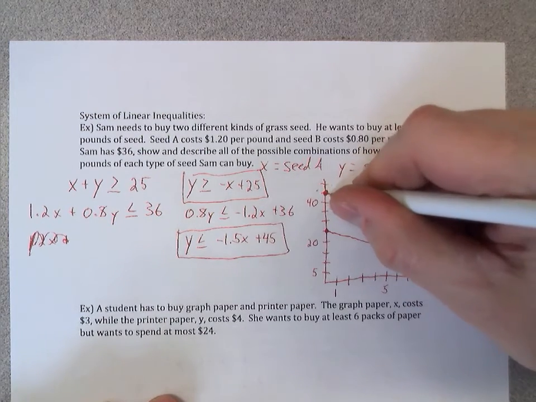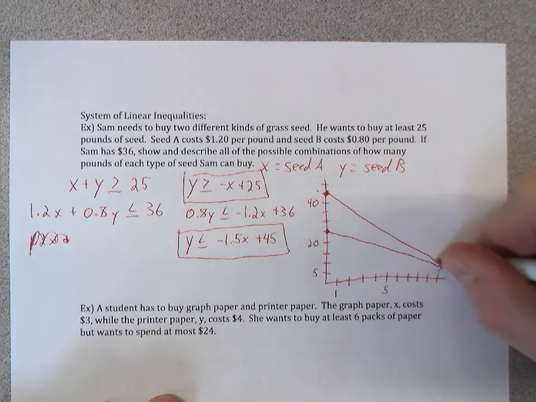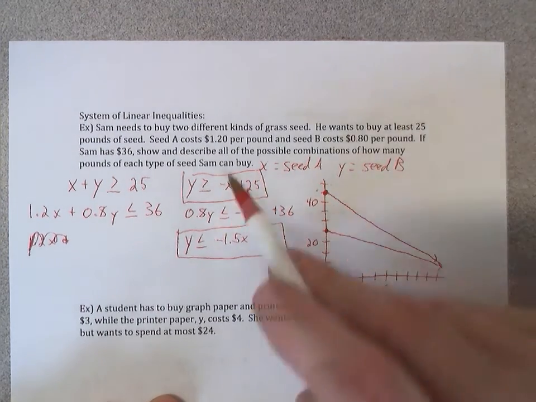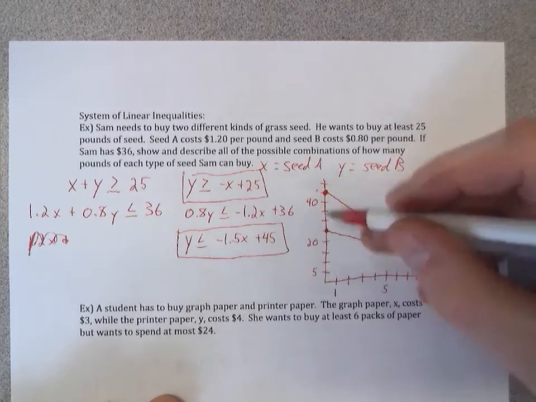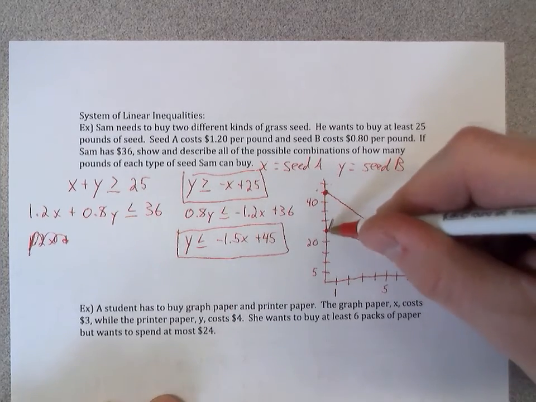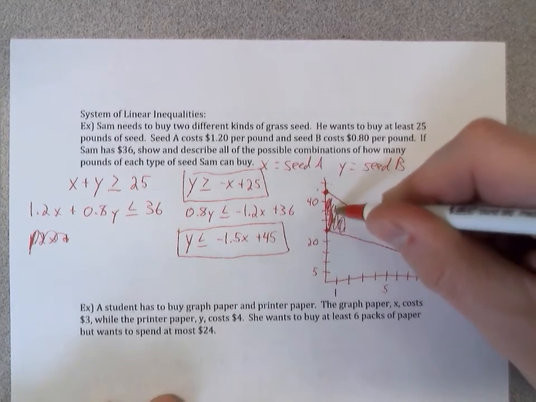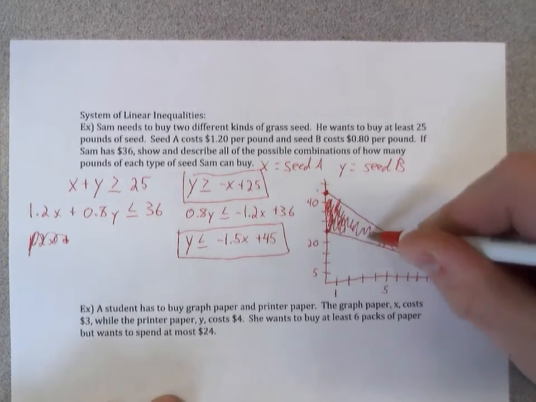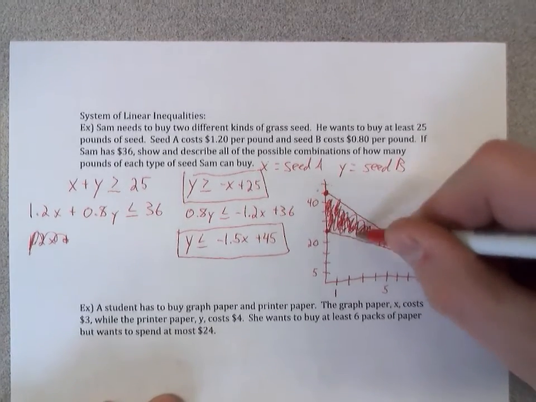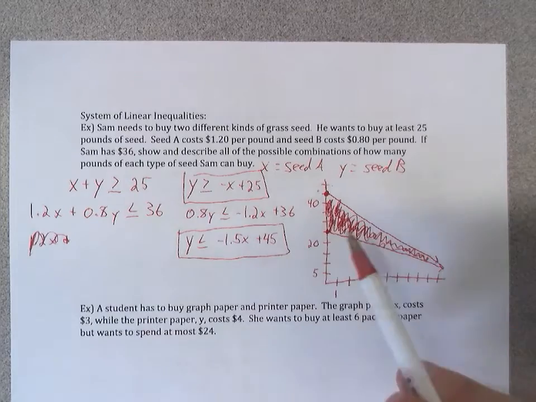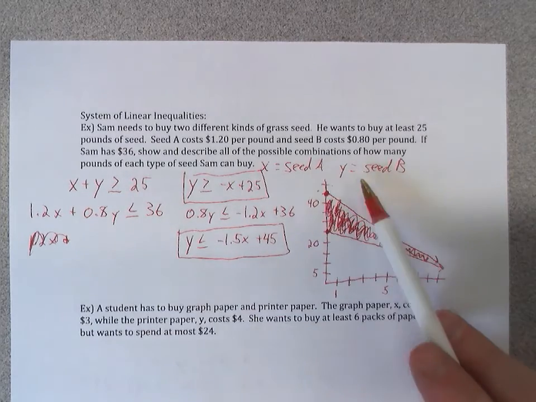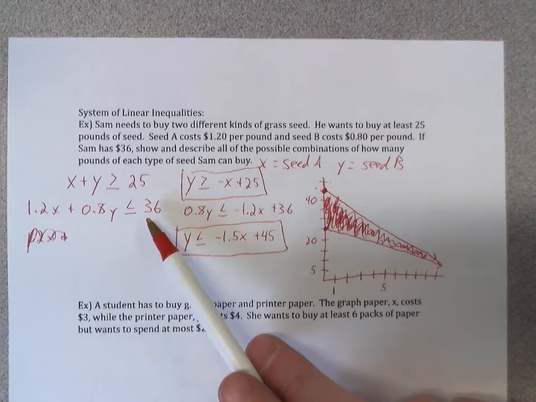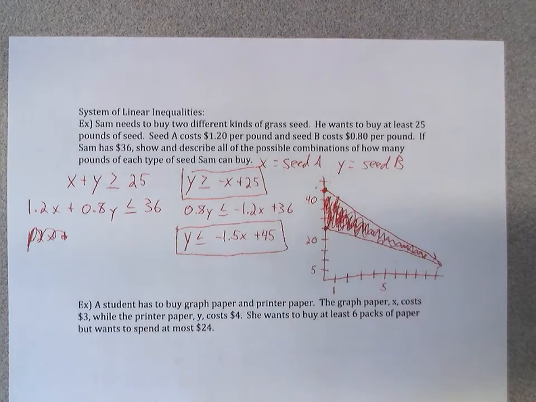So it's going to start coming down as well. I'm not exactly sure where they'll intersect, but notice this line says greater than or equal to, and the other line is less than or equal to, so it's everything in this shaded area. These are all the possibilities of how many pounds of each seed we could have, and it still be equal to or less than $36, okay?